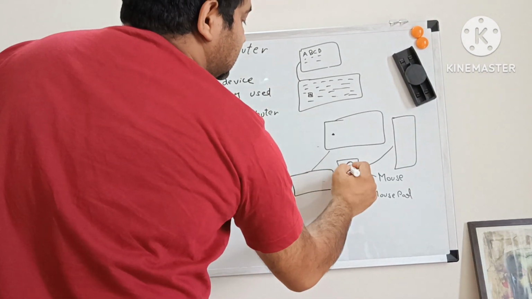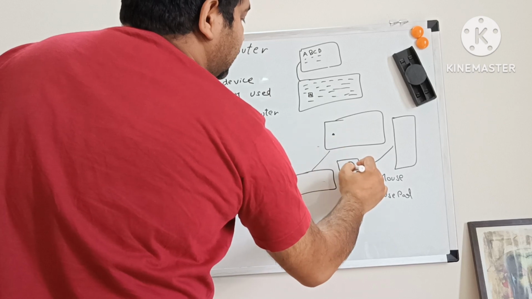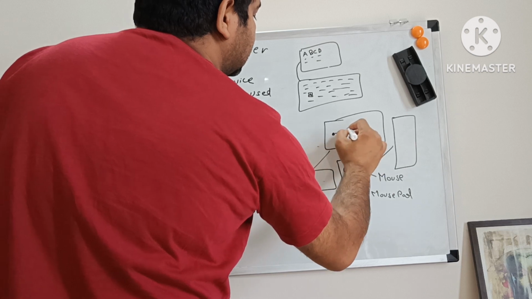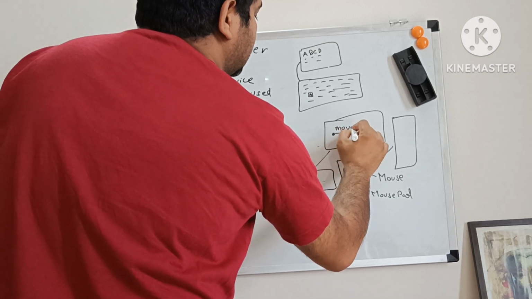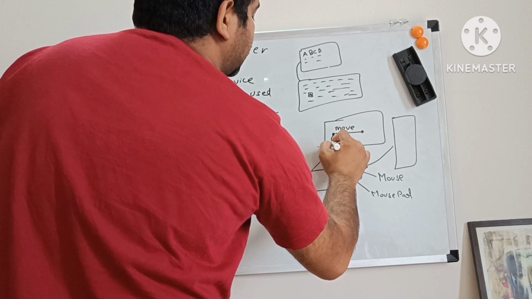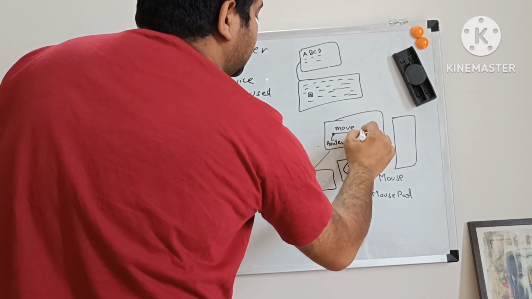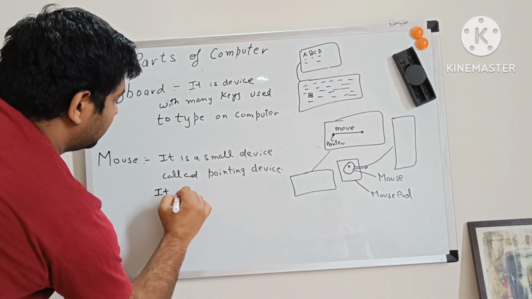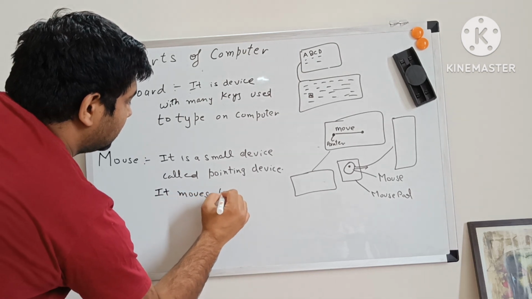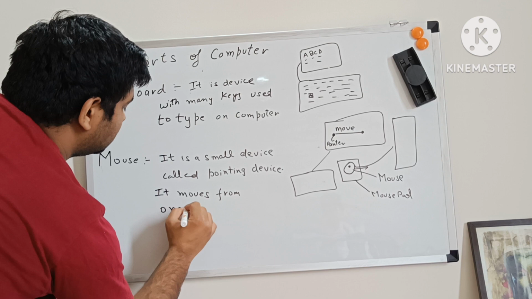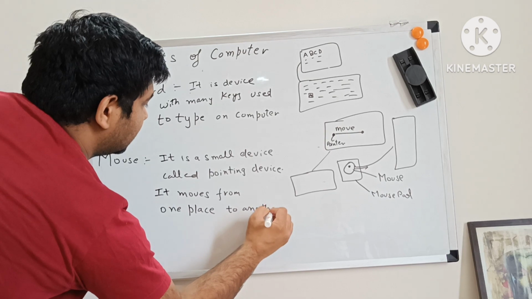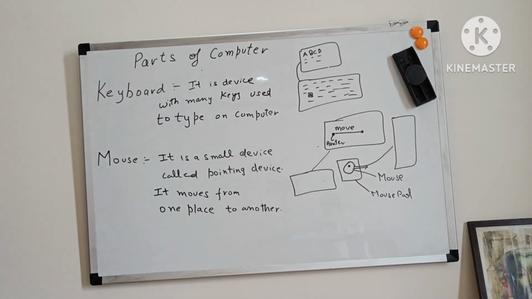Because when we move this device on this mouse pad, we move it a little bit to the right side, so this pointer will move to the right side. This is called the pointer. This pointer will move to the other side when we move the mouse. It is a small device that moves from one place to another. That is why it is called a pointing device. So can you write down keyboard and mouse?